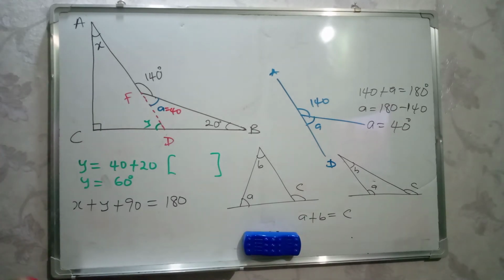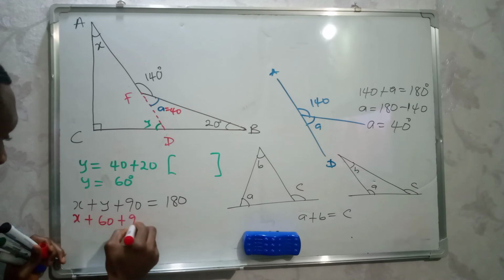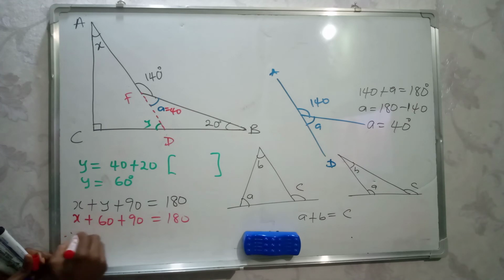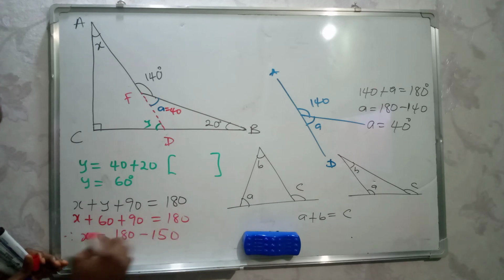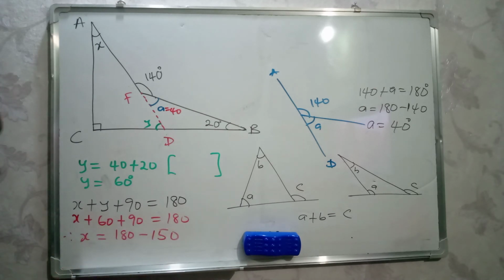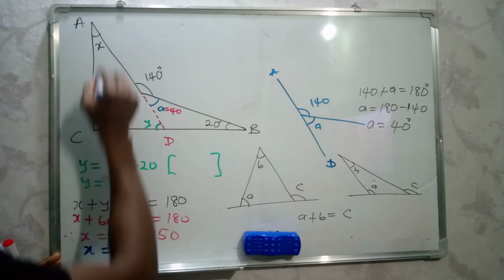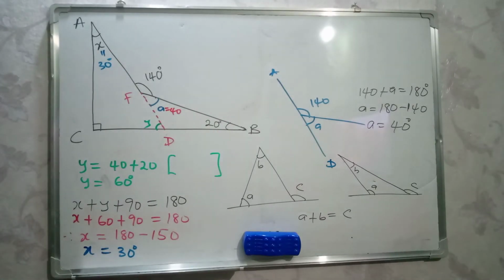Now, I finish up. This gives me x plus 60 plus 90 equals 180 degrees. Therefore, x is equal to 180 minus 150. Remember that 60 plus 90 gives us 150. So this ends up giving us x equal to 30 degrees. So my x is 30 degrees. And that's all about this very problem.